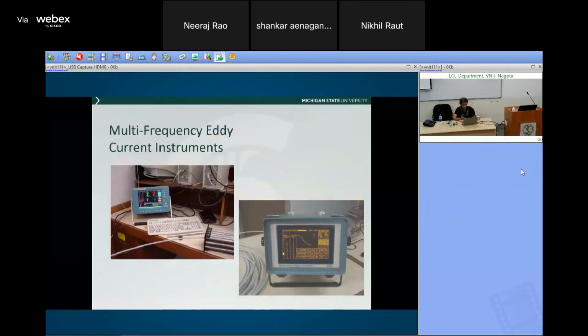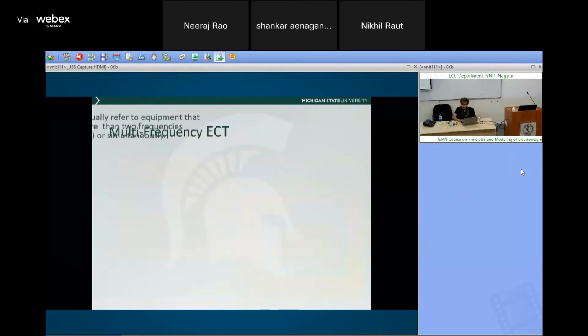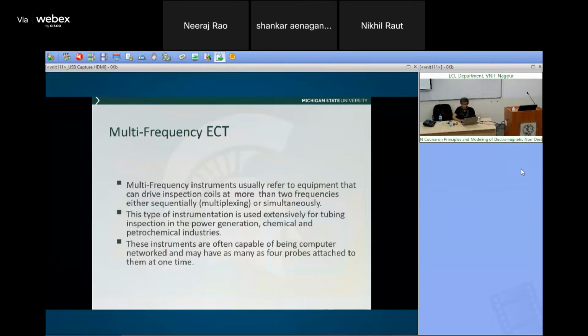So I think this is one of the multi-frequency. I don't know whether you can see it. You can see the multi-frequency signals on the scope. Anyway. No, it's the eddy scope. It's called the eddy scope. Yeah.